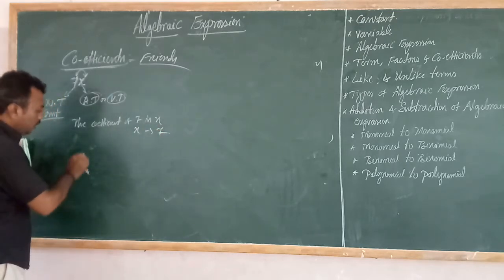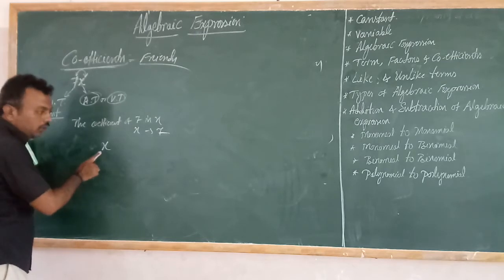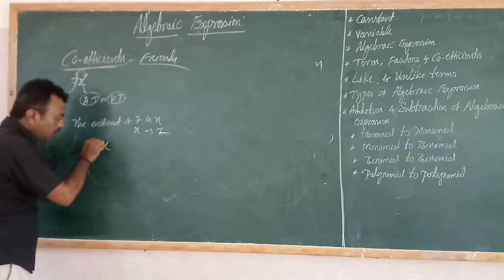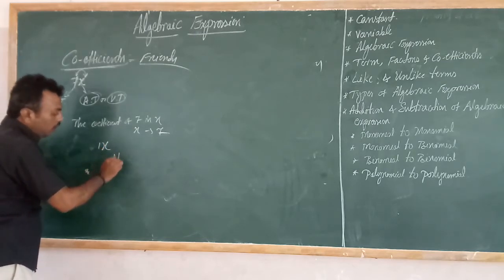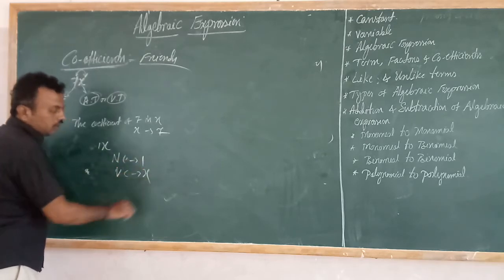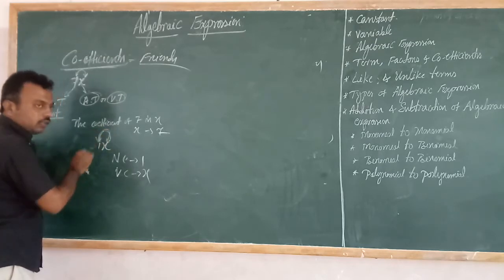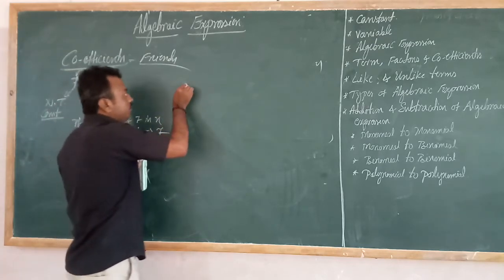Do you understand? So like that. Only x. What is the numerical coefficient of x? Nothing is there, which means 1 is there. Therefore, the numerical coefficient is 1. The variable coefficient is x. The coefficient of x is 1. The coefficient of 1 is x. Vice versa. Okay, so next one.